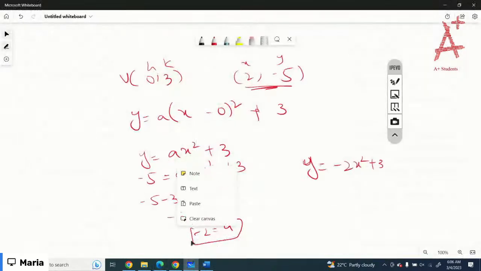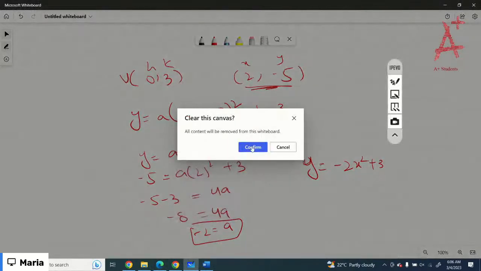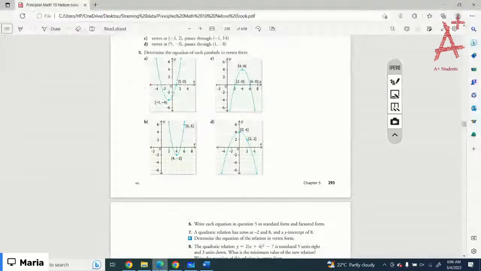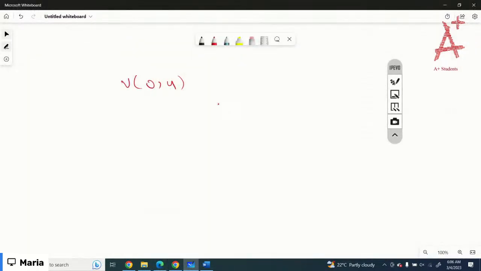So the vertex is 0, 4 and the point it is passing through is 2, 2. You have to write down the equation of the parabola. So it would be y equals a times x minus 0 whole square plus 4, where 0 is h and 4 is k. So it would be y equals a x square plus 4.